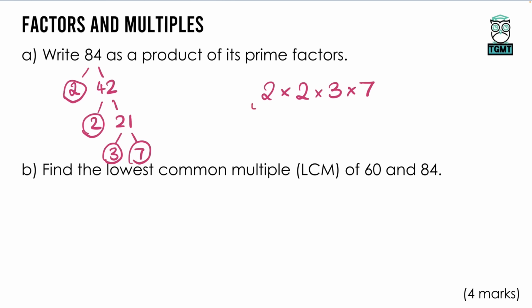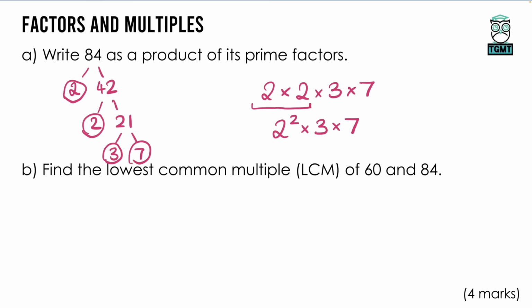And if there is a repeated number, we can write that as a power if you choose. That's 2 squared times 3 times 7. You can write those numbers in any order, and it doesn't necessarily matter to write the power, unless of course it says to write your answer in index form. But there we go, either one of those answers would be fine.